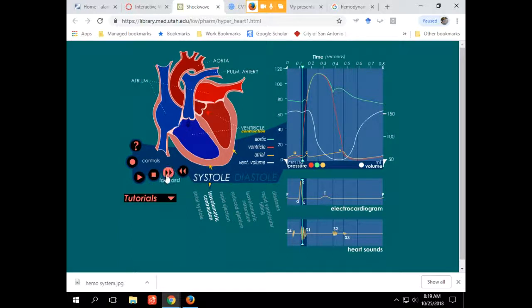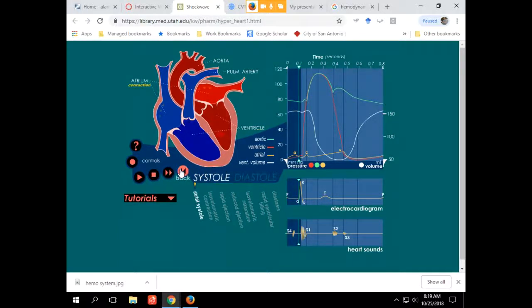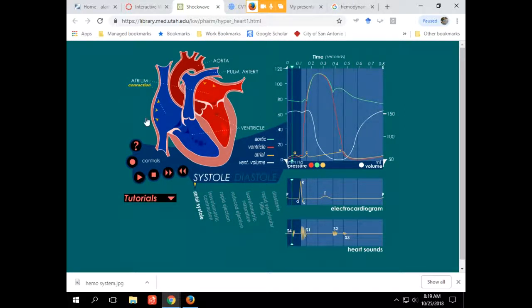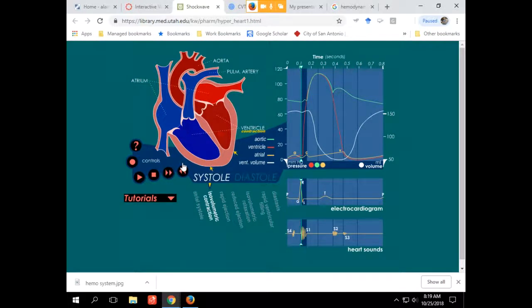And is that also A wave equals preload? Well, let's look back over here. Your A wave, boom, is kicking all the volume in there, right? So it's right after that A wave. Yeah. So then we have this period right here. They call it the end diastolic period. End diastolic. So it's not accurate to say A wave equals preload, but it's right after it.